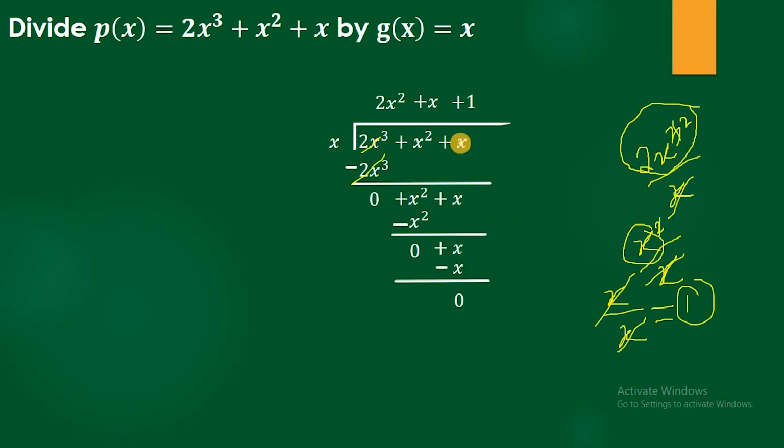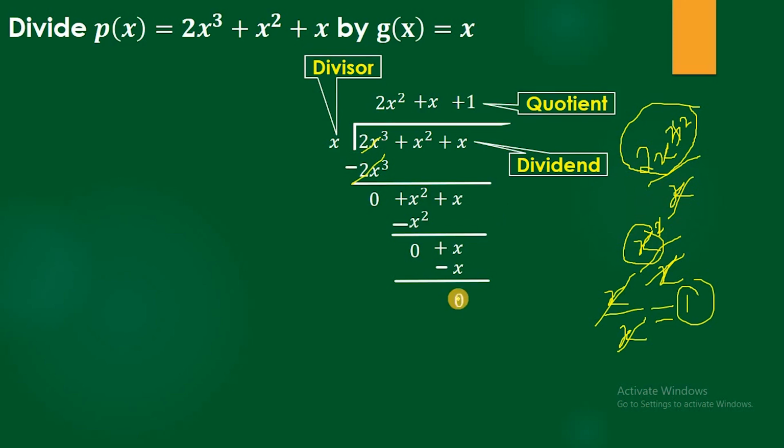Now here this one is called dividend, and the x is called divisor, and 2x squared plus x plus 1 is called quotient, and the one which is at the bottom, that is 0, is called remainder. Now here the remainder is 0. What does it signify? Remainder 0 means the given divisor x is a factor of the given polynomial 2x cubed plus x squared plus x.